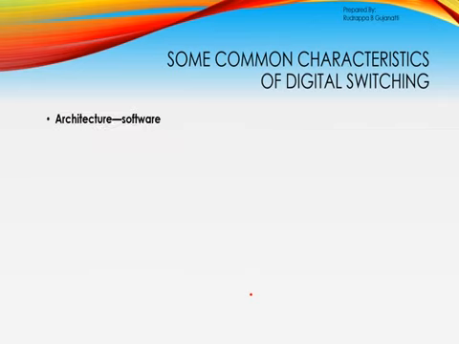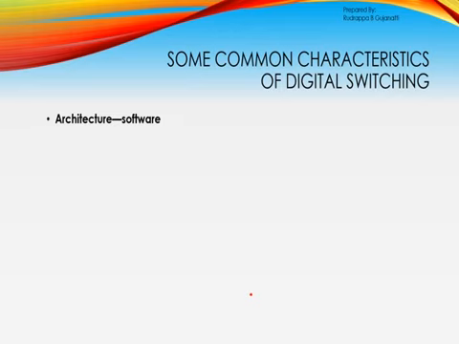Next comes the software architecture. Again, as we had seen previously, in software architectures we have different levels of architecture, like the system level architecture, which is further divided into three parts: call processing software, maintenance software, and the network software.